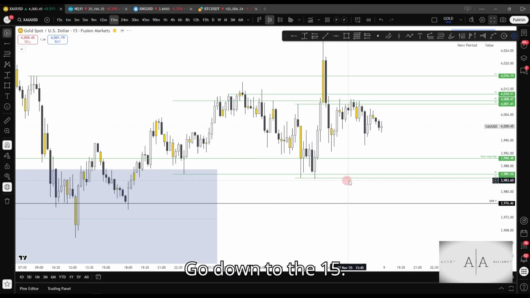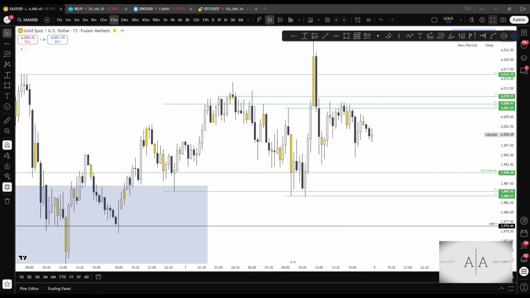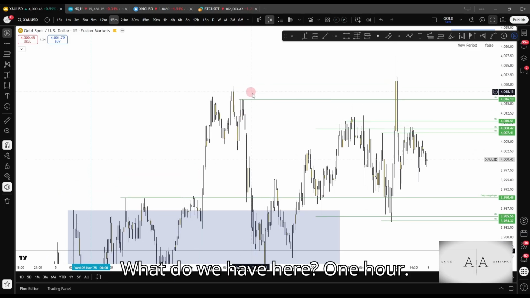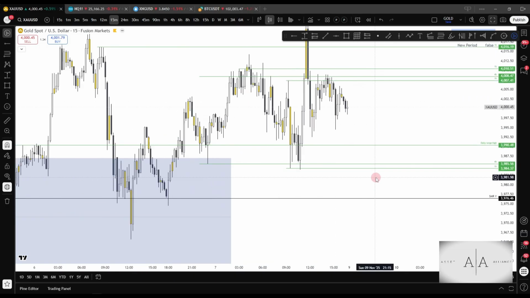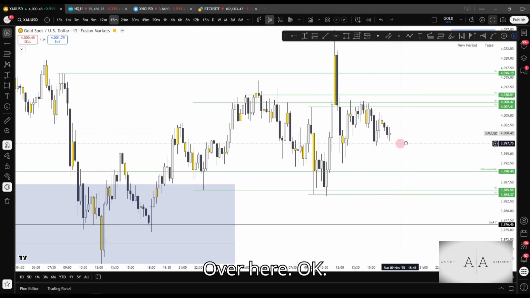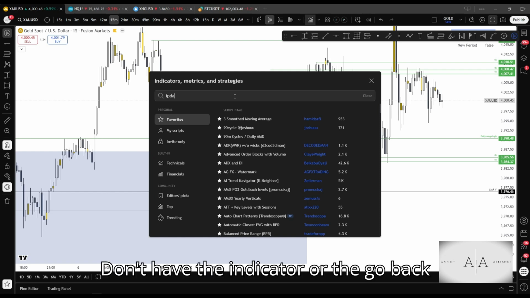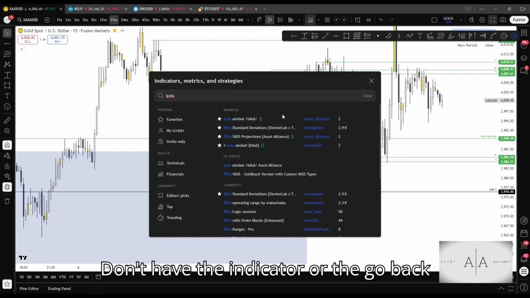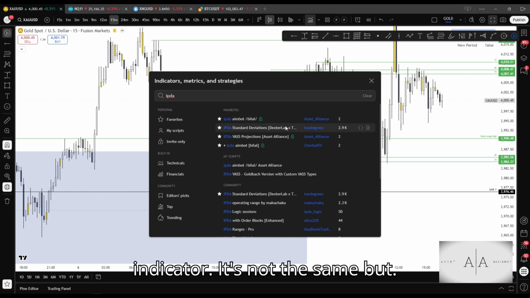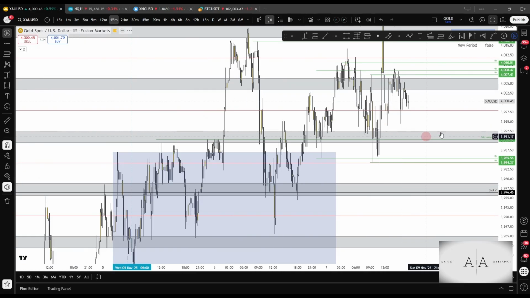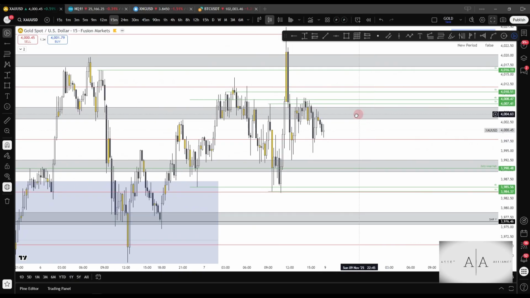Go down to the 15. So what do we have here? 1 hour. 1 hour here. Okay. You can always use IPDA Aimbot also if you don't have the indicator, or the go back indicator. It's not the same, but it'll work out.